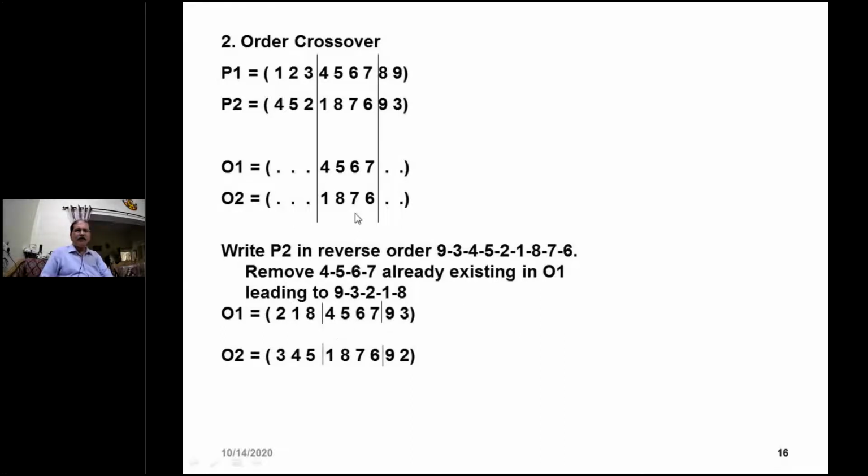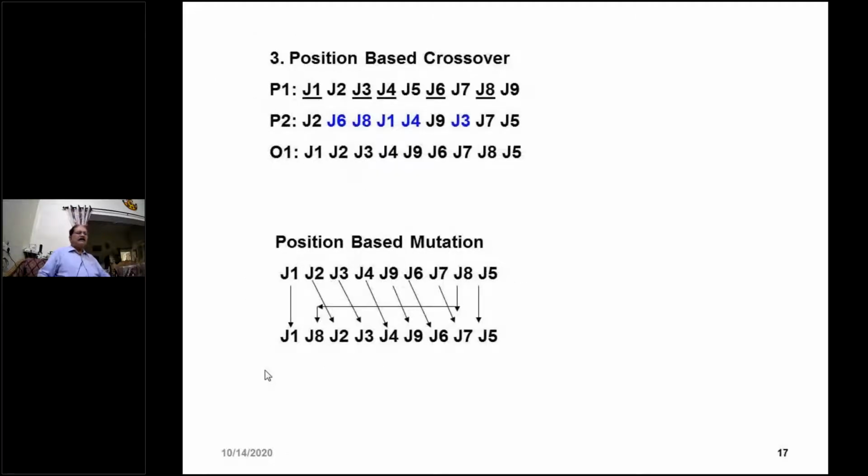So we write 4 5 6 7, then 2 1 8 from the end, we write 2 1 8 here, and 9 3 you can write here. So this is the OX crossover. Similarly, O2 can be found from P2. Okay, there is another important crossover that we find, which is the position based crossover.